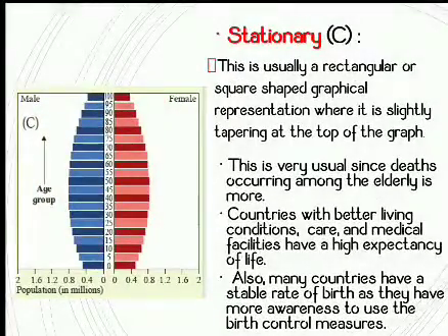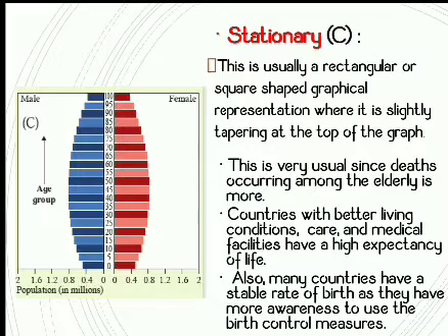This is usually a rectangular or square shaped graphical representation, slightly tapering at the top of the graph. This is very usual since death occurring among the elderly is more, and countries with better living conditions and medical facilities have high life expectancy. Many countries have a stable rate of birth as well as more awareness about birth control measures. So basically, in this type of pyramid, the population hardly grows.